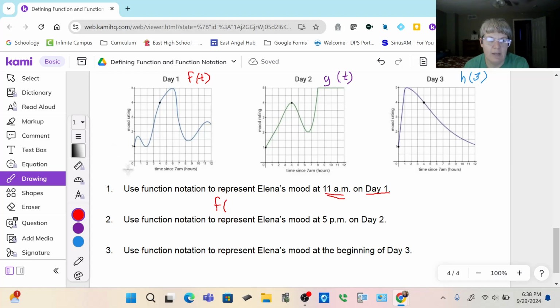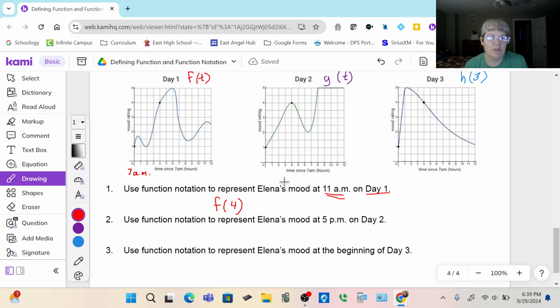0 is 7 a.m. So I need to count from 0 to where I would have my 11 a.m. So if 0 is 7 a.m., 1 is 8, 2 is 9, 3 is 10, and 4 is 11 a.m. So I'm going to write f of 4, 4 representing 4 hours since, excuse me, 7 a.m.